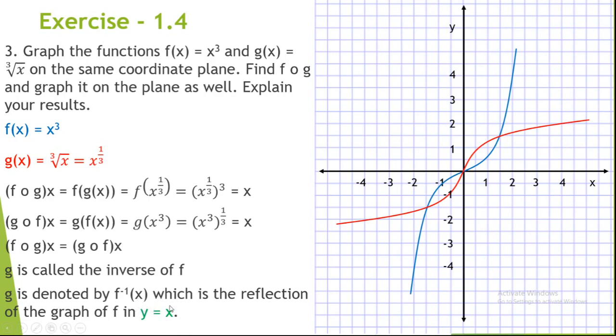So that is what we are going to see. What does y is equal to x mean? This is the line y is equal to x, isn't it? Along this line, the graph is symmetric. You can see, this is what we are concluding, and this is our result.